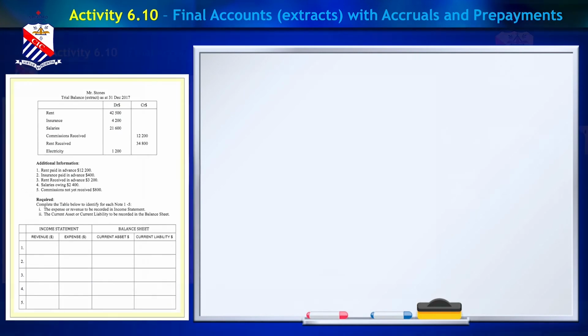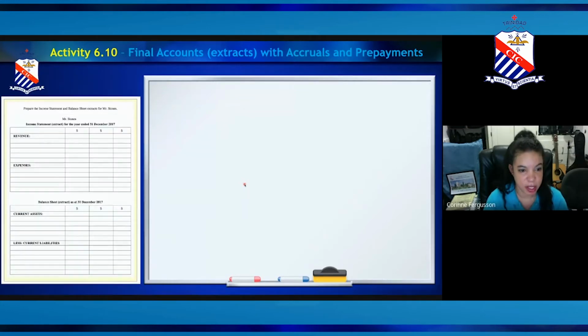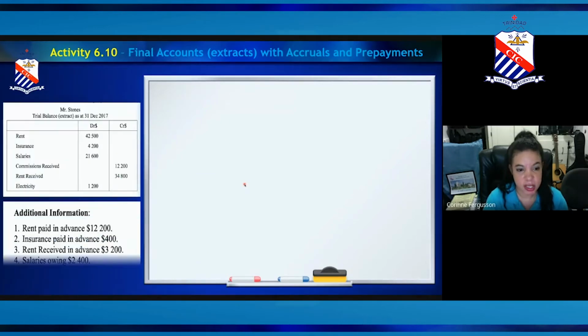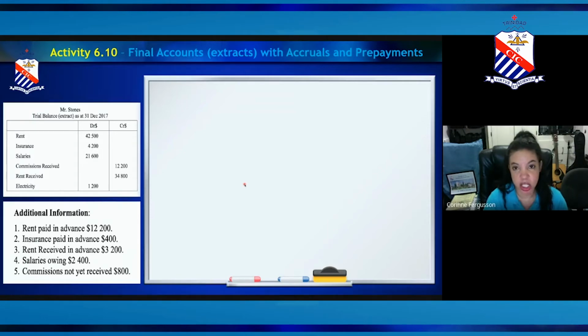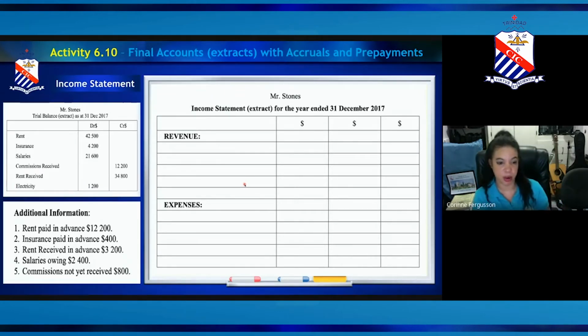So we're going to go into it. As I said, we are not going to focus on the first part, which is complete the table. We are going to go straight into doing the extract. So this is the information that we need. We need the trial balance, and then we need the additional information or the notes which tell us the accruals and prepayments. So for the income statement, as you see, you have your revenue and expenses, and we're going to go in the order very quickly, hopefully, the order that I like to, which is the trial balance.